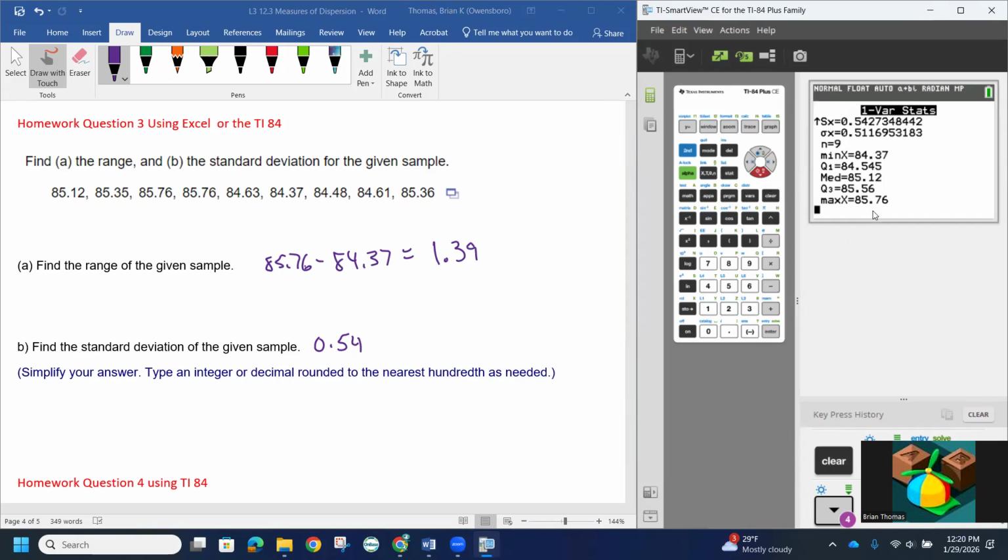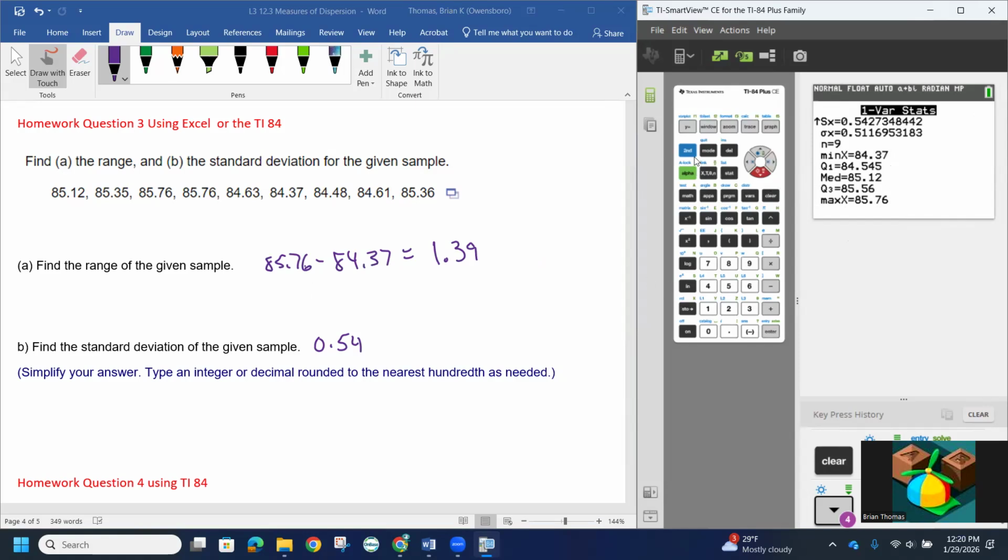So notice how we wouldn't even have to sort it necessarily, because if I go to that button, it actually gives me the max and the min. And so 85.76, 84.37, that was the max and the min. So that was interesting that it did that.